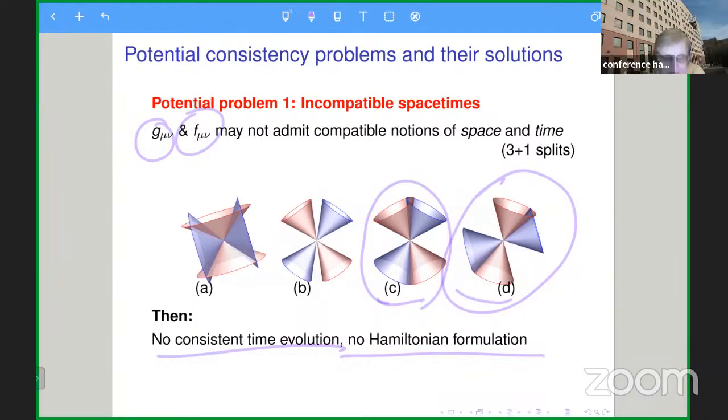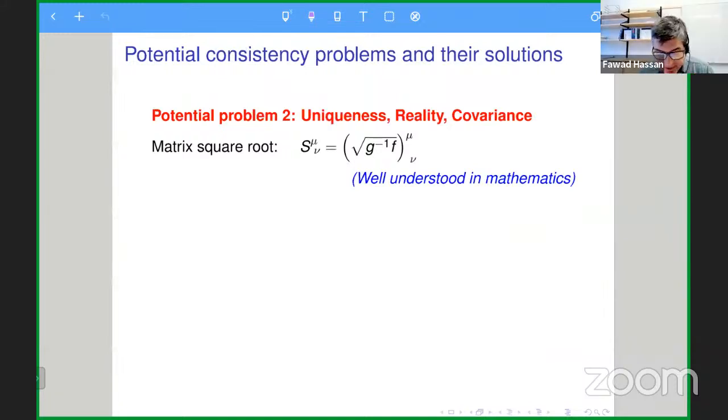Okay. So the second problem is this. We wrote down the theory in terms of the square root of a matrix. But if you look at the square root of the matrix, there are many problems and issues with it. First of all, it's not unique. A matrix has many, many different square roots. Secondly, you write down the square root of a real matrix, but the square root itself could be complex or imaginary. It doesn't have to be real.